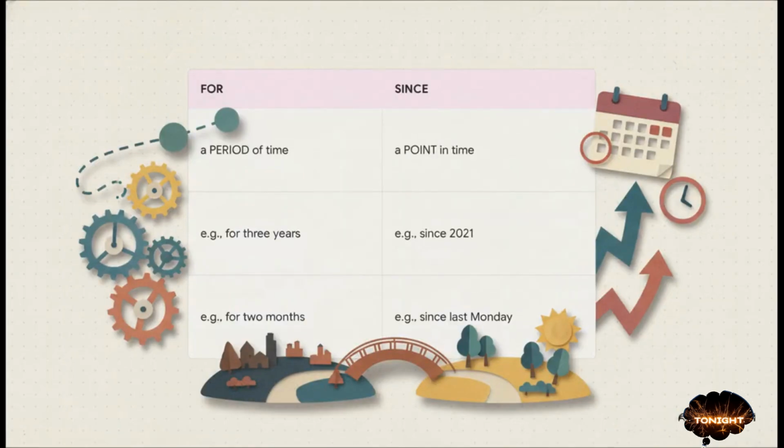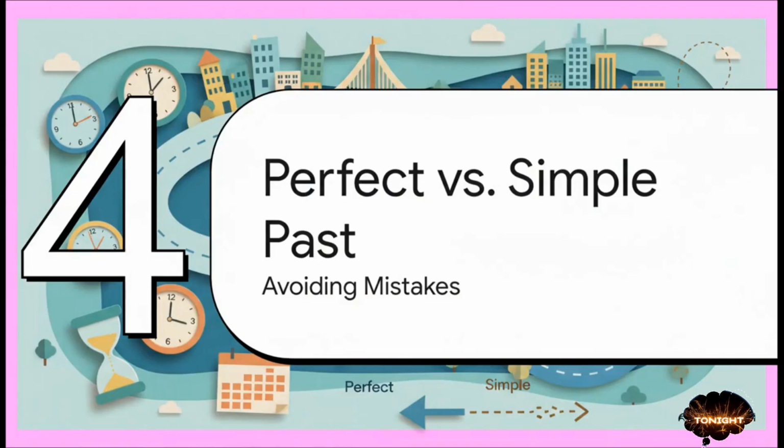Now, when we talk about these continuing actions, you're going to see two little signal words all the time, for and since. The difference is super simple. For talks about a period or a length of time, like for 2 months. Since points to the specific start time, like since last Monday. Easy, right?